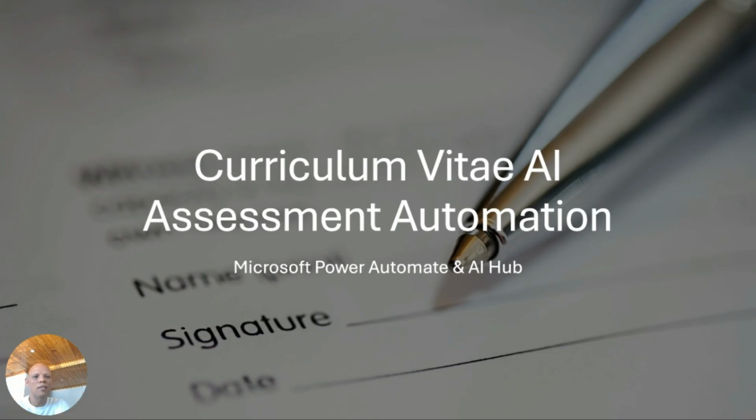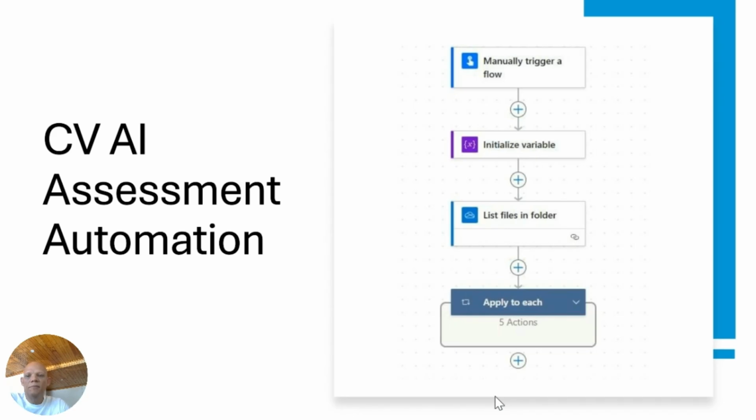Imagine receiving hundreds of CVs for a single job post. Manually reviewing and organizing these documents can take hours, if not days. This is where automation comes in. Using Power Automate, we can automatically fetch CVs from a designated folder, process them, and even use AI to extract key information such as skills, qualifications, and experience. By combining AI Hub's prompting feature, we can make the process even smarter, identifying the most relevant candidate quickly and accurately.